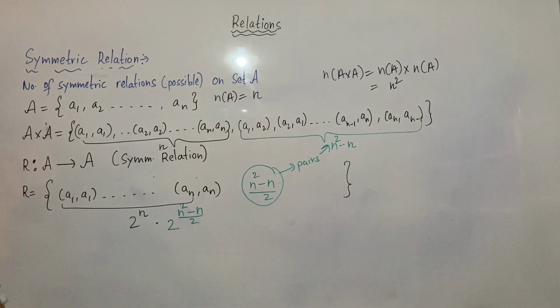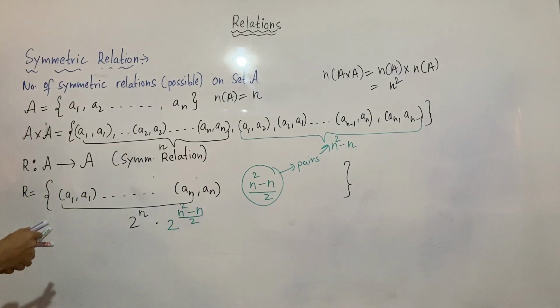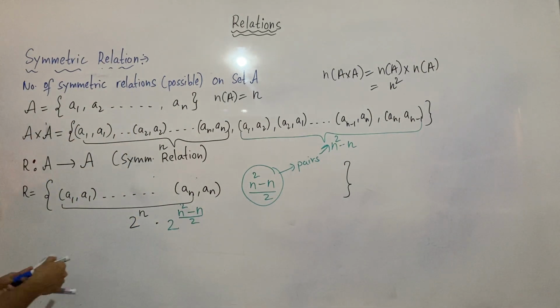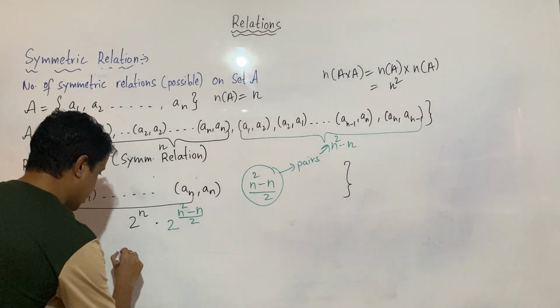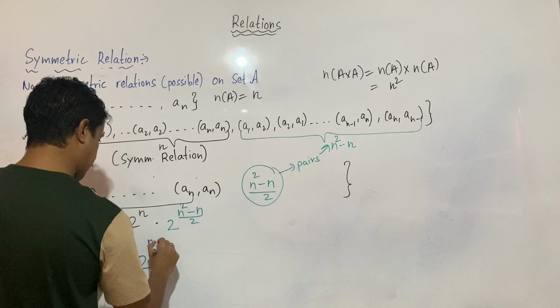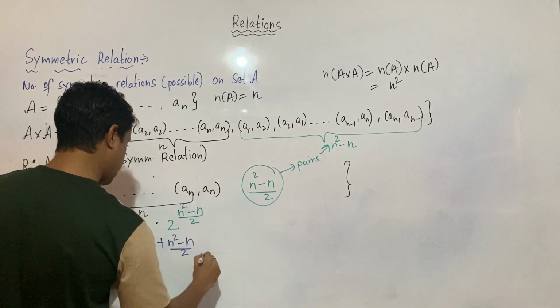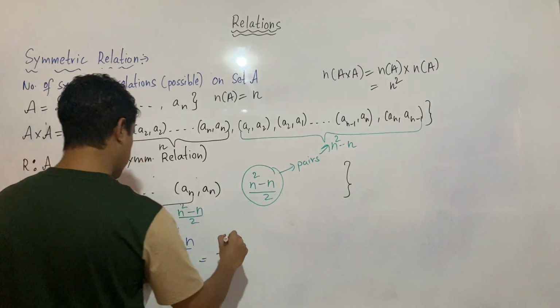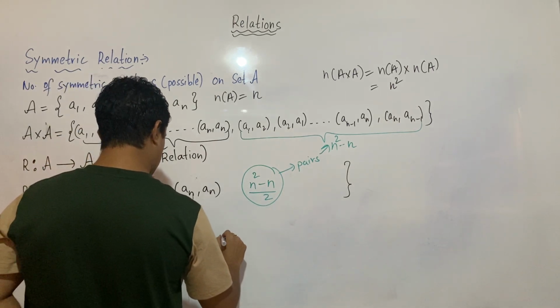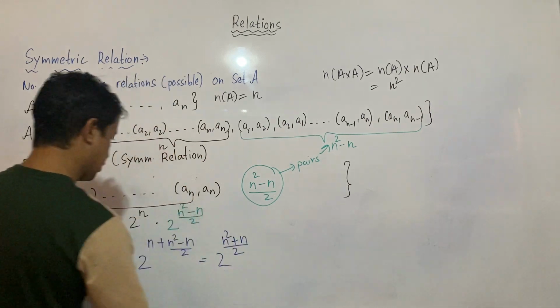Okay, so we have the same base. Then what happens when we have the same base? Then powers get added up. So here it would be 2 raised to power n plus (n square minus n) by 2, which is equal to 2 raised to power (n square plus n) by 2.